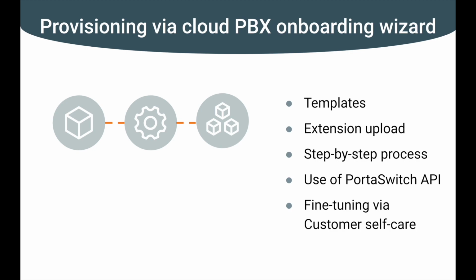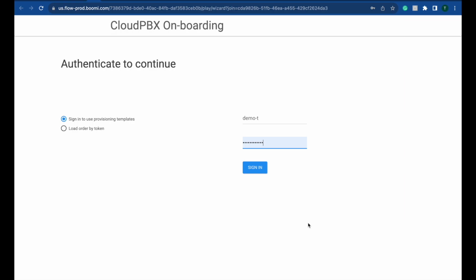The Onboarding Wizard uses PortaSwitch API that allows external applications, such as this wizard, to request information from PortaBilling and create new records, such as, for example, new customer records with several phone lines. After the basic setup is ready, the customer can continue fine-tuning their Cloud PBX environment via the Cloud PBX Self-Care portal, just as we showed in our video about onboarding a new customer manually, which I will also link down below in the description. In this video, we will also be playing the role of Super Telecom's admin.